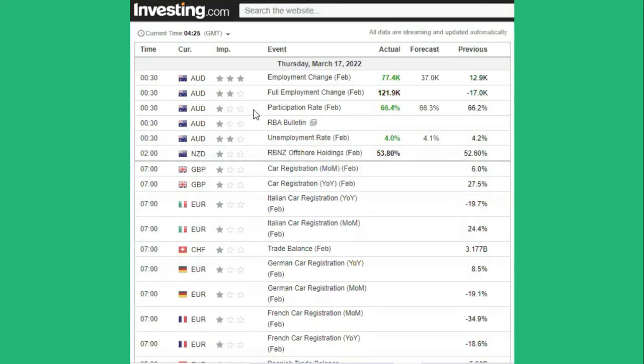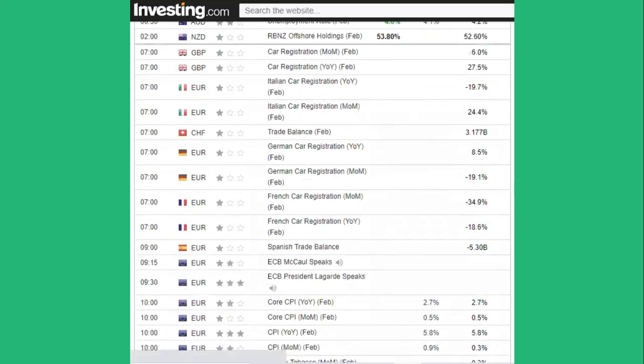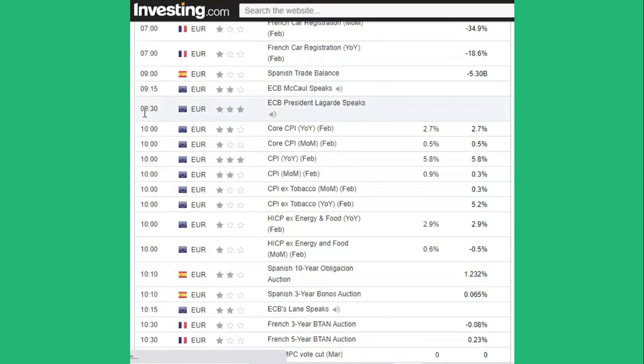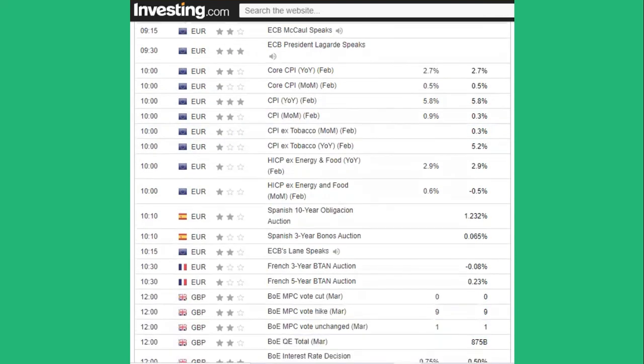Right, the news today. We've had some important news come out overnight. This employment change was far better than expected coming out of the Australian dollar. So that should have given the Aussie dollar strength, but that's been and gone. What we're interested in today, guys, is first of all this. At 9:30, we've got the head of the ECB, Lagarde, speaking. When she speaks, the market listens, so this could move any euro pair. At 10 o'clock, coming out of the euro, another 3-star rating, CPI, so inflation data. Again, this will be very important and can move any euro pair.